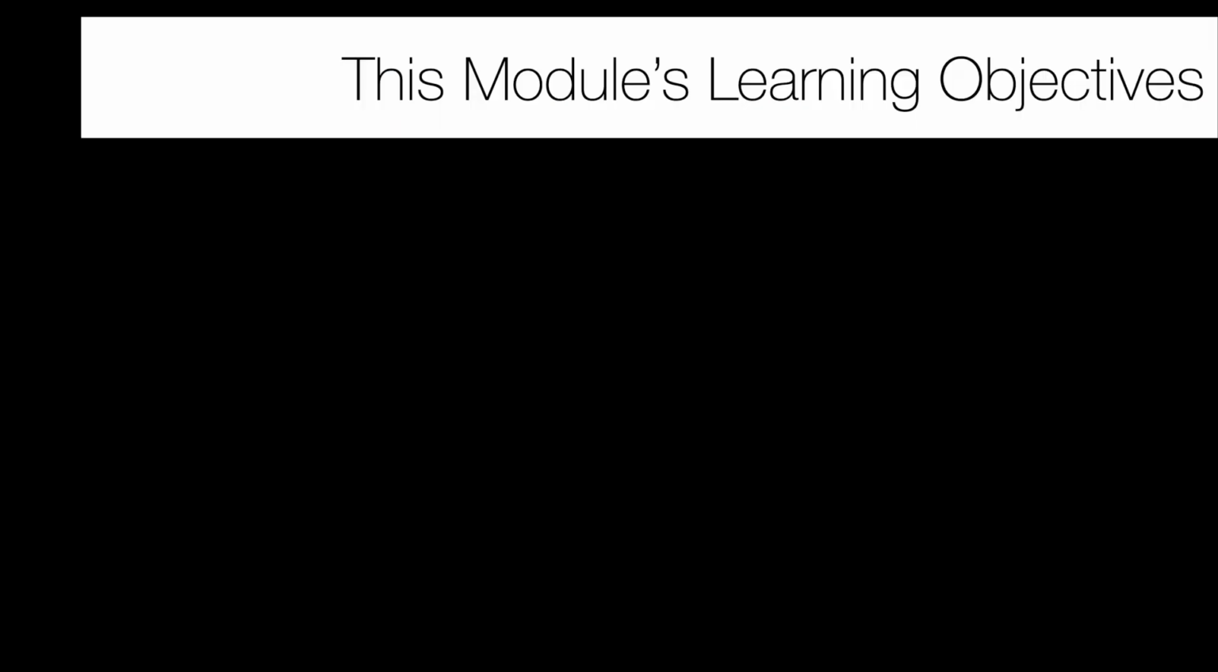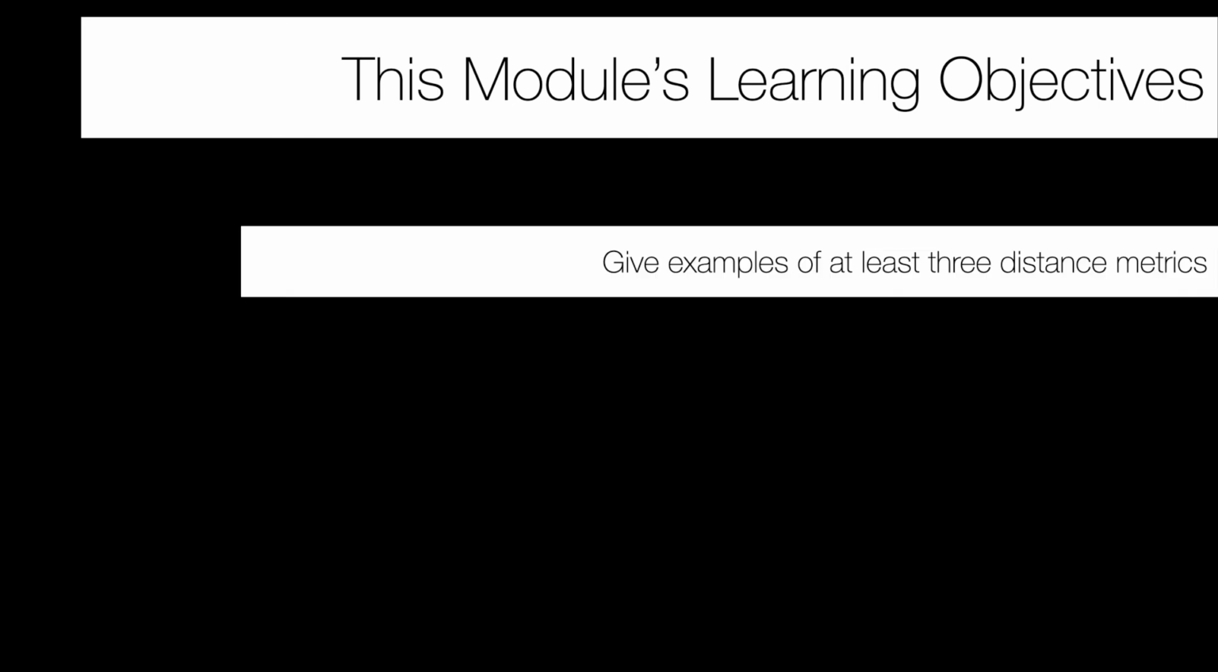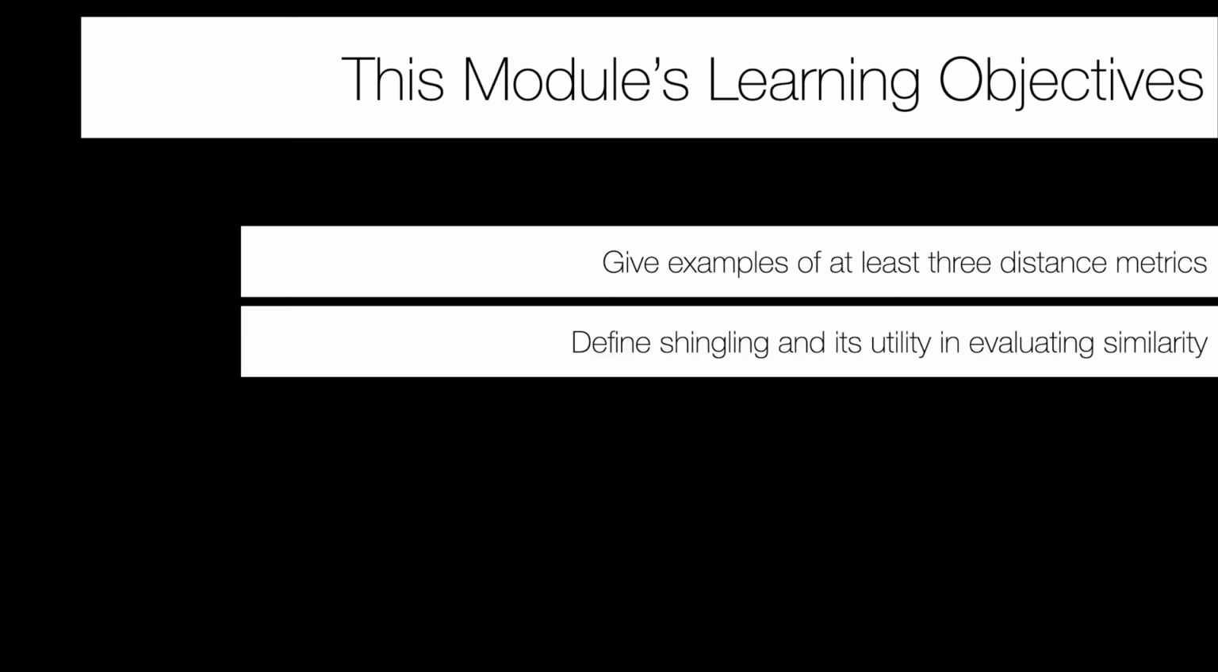All right, so that covers the logistics for the course. For this week, the main learning objectives are fourfold that cover Module 3. The first one is to be able to give examples of at least 3 distance metrics, so this will be useful for your Module 3 Assignment 3. Define shingling and its utility in evaluating similarities.